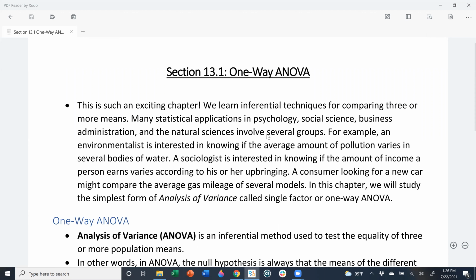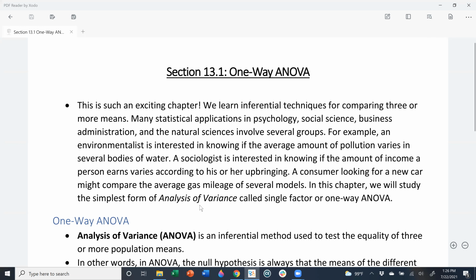Many statistical applications in psychology, social science, business administration, the natural sciences, and so on involve several groups that you want to compare side by side by side. For example, an environmentalist is interested in knowing if the average amount of pollution varies in several bodies of water. A sociologist is interested in knowing if the amount of income a person earns varies according to his or her upbringing. A consumer looking for a new car might compare the average gas mileage of several models. So not just two things compared, several things compared.